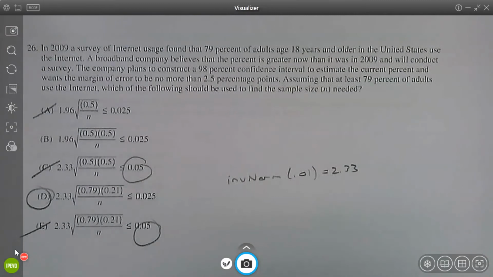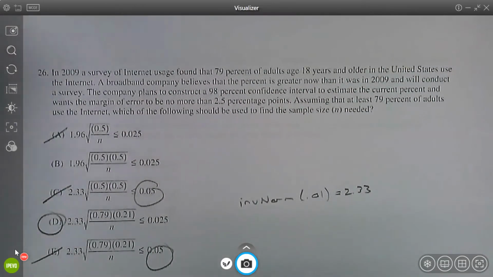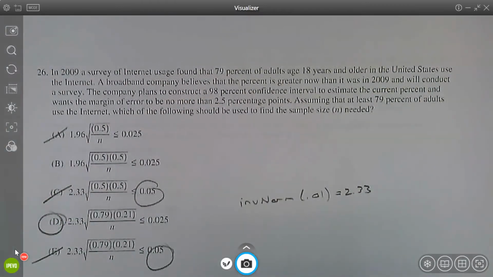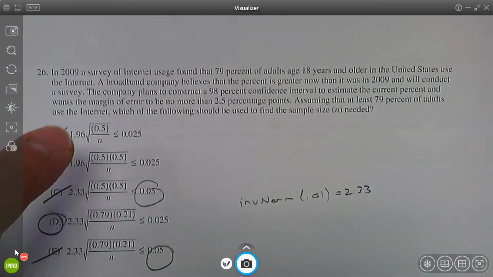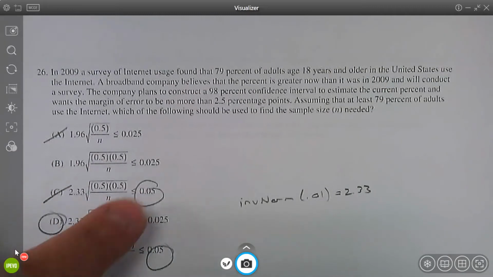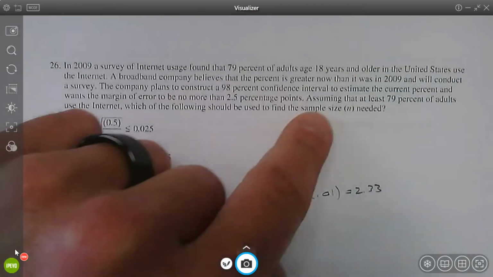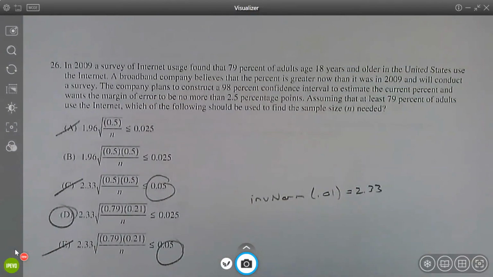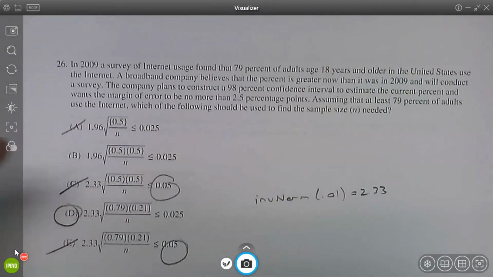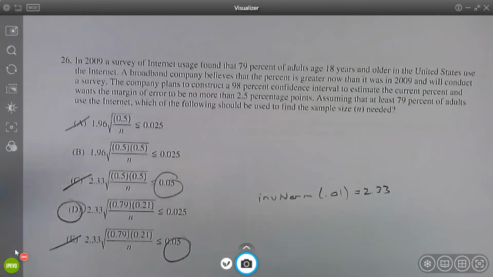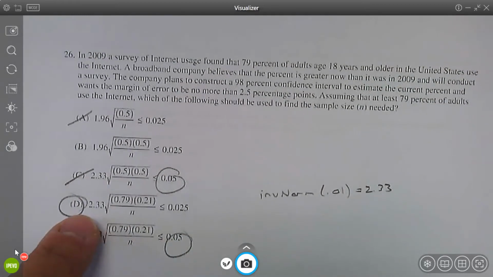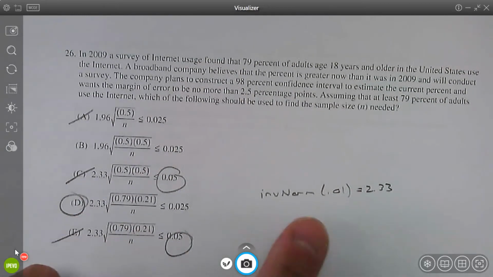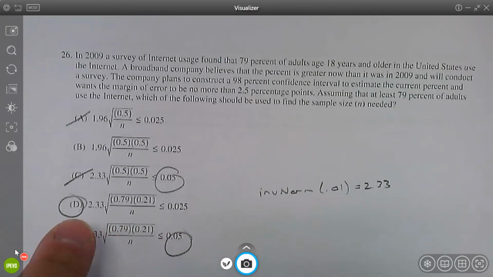Question 26 is asking about sample size, but without doing the actual calculation. So the margin of error is 2.5%. So at that point, I was able to get rid of choice C and E based on that. And they're saying, assuming that at least 79% of adults use the internet. So we're assuming that to be true. So A, B, and C are out. At that point, I know the answer is D. Just so you see where that critical value comes from, it's inverse norm of 0.01 to get that critical value.